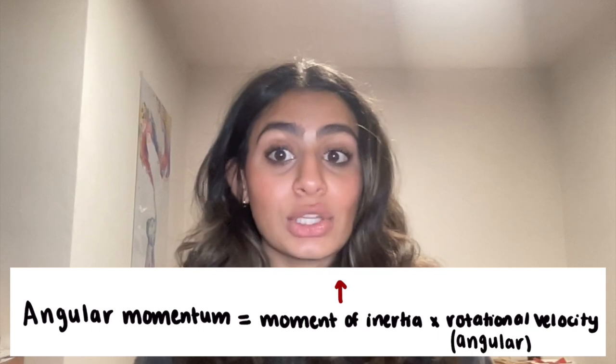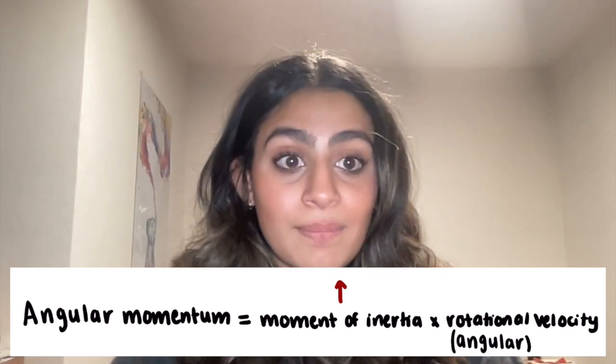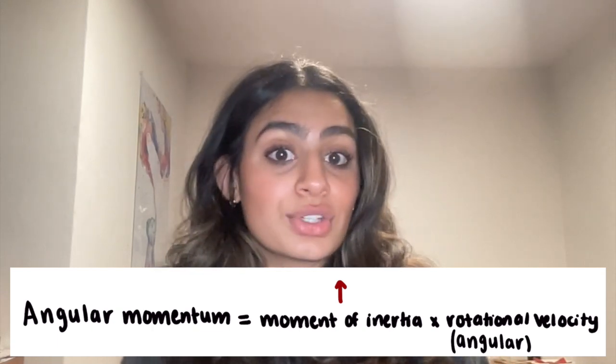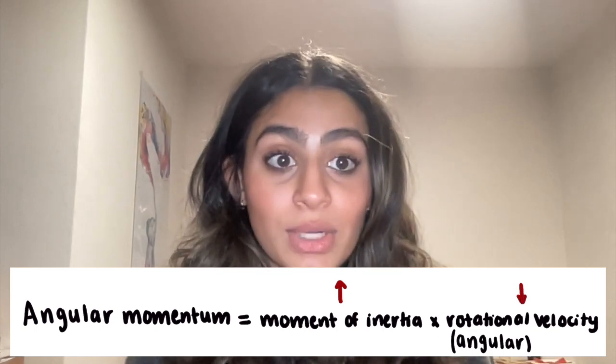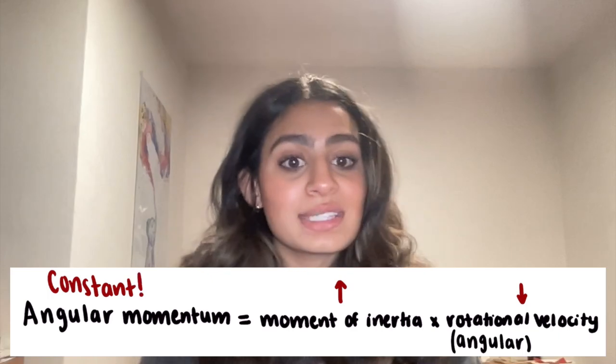Remember, angular momentum is the product of the moment of inertia and angular velocity. So to account for this increase in the moment of inertia with you standing closer to the edge, your angular velocity would actually have to decrease in order to keep the total angular momentum constant.